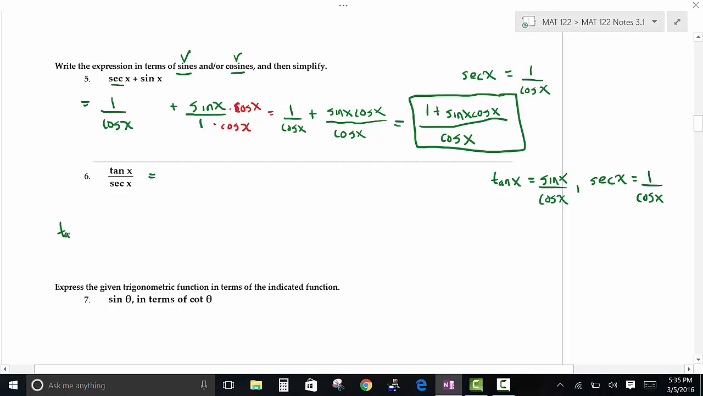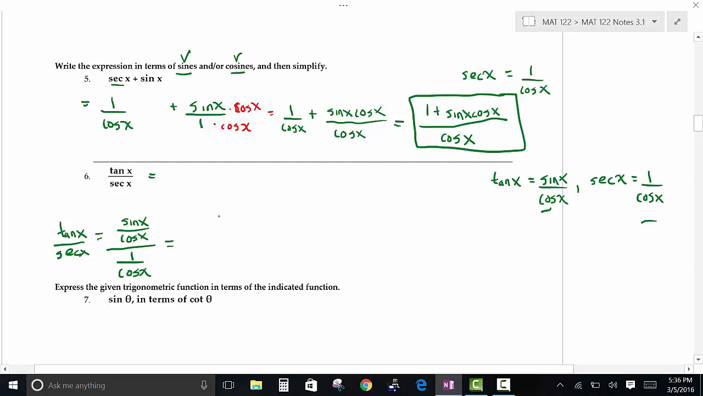So let's start by writing down the expression tangent x over secant x, and we're going to replace the tangent with what it's equal to. It's equal to sine x over cosine x, and then we're going to replace the secant with what it's equal to, which is 1 over cosine x. Now, we need to algebraically simplify this a little bit.